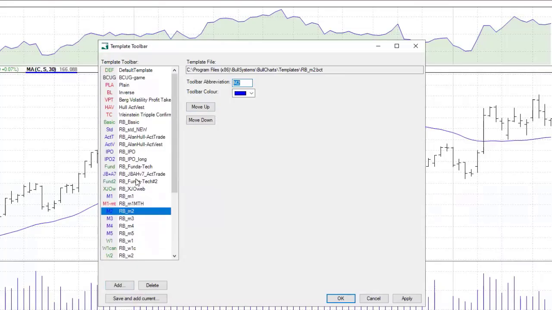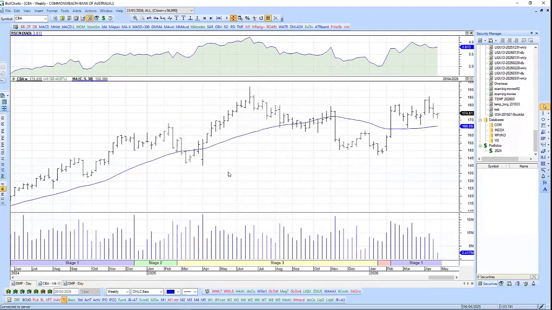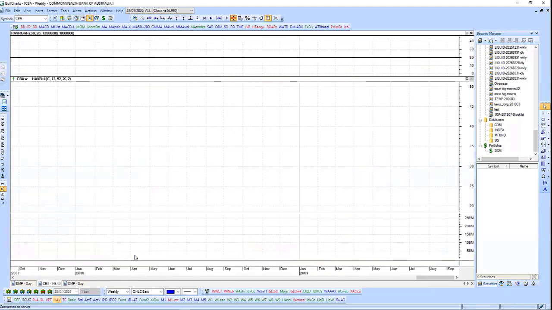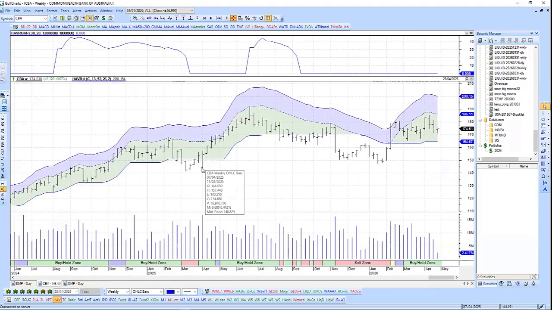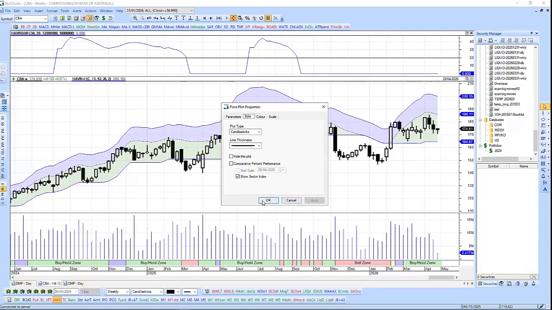Now, that method is useful if you wanted to create a new template. Let's just say I wanted a new template and I wanted to maybe take Alan Hull's one, and change the bars to candles, style, but candles, and make them thicker. Apply. Yeah, that'll do. Show sector indexes ticked. That's interesting.